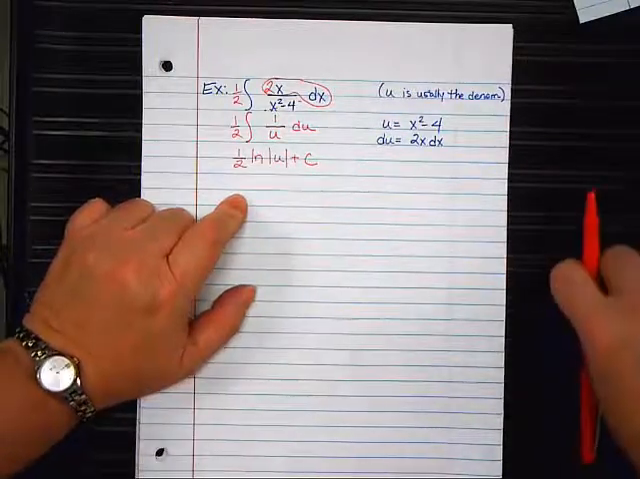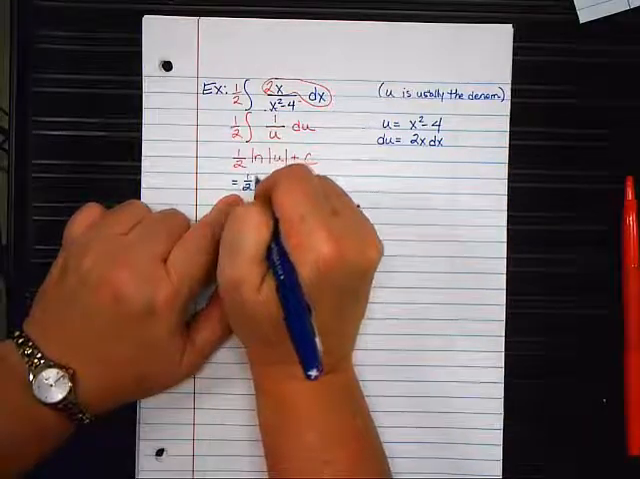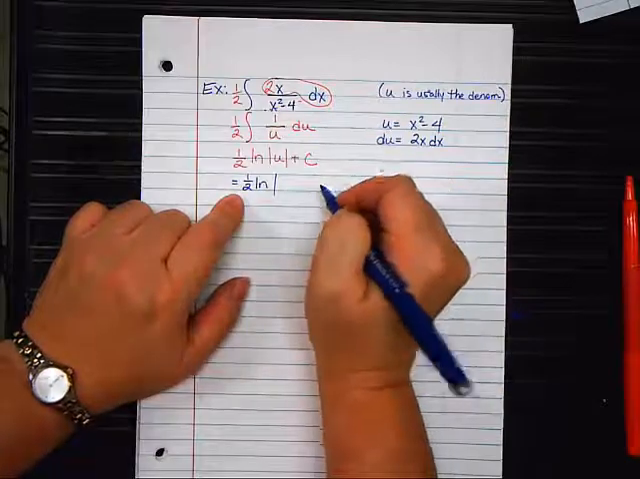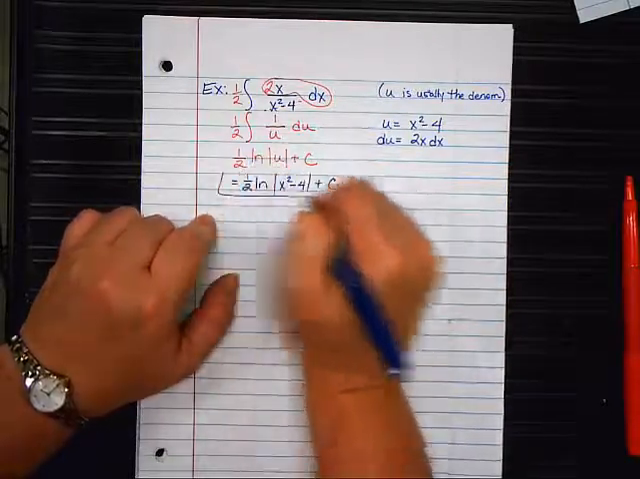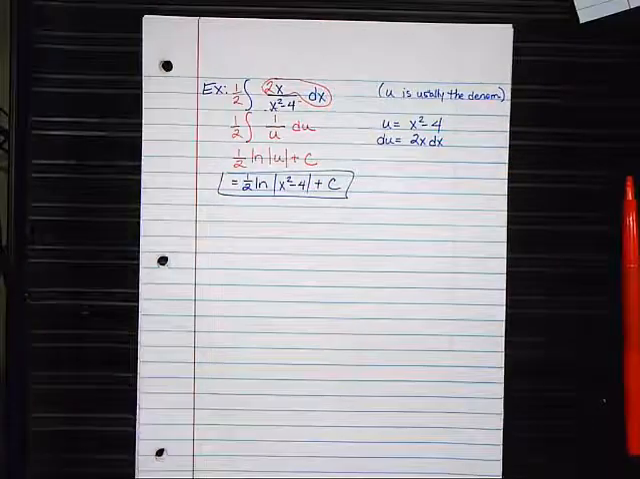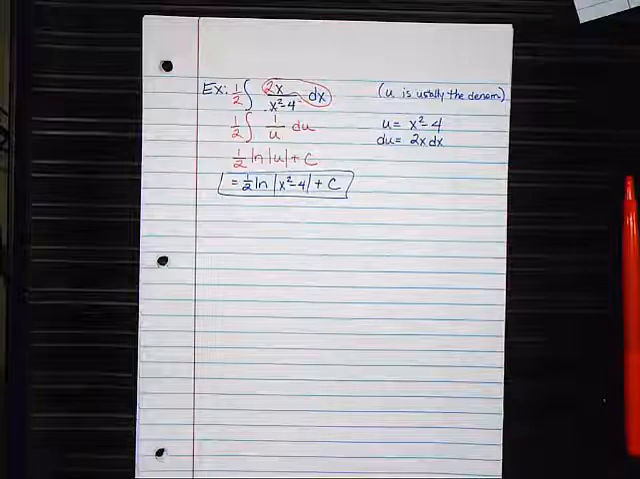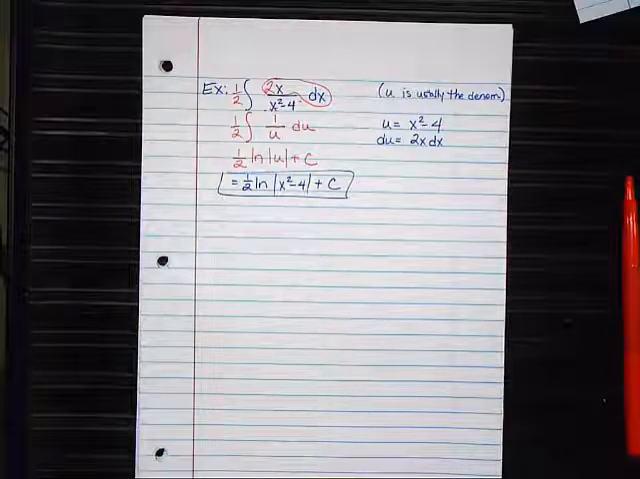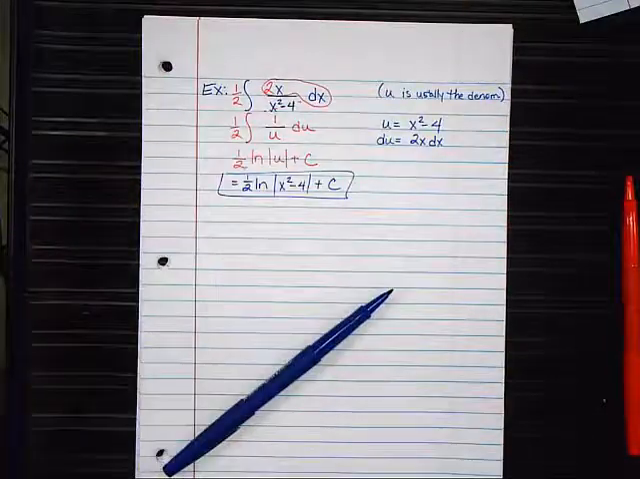Okay, so now we switch back to x's. So this will be one half ln absolute value of x squared minus 4, close absolute value, plus C. There's your answer. So why don't we just make it 2x times (x squared minus 4) to the negative 1? Good question. Why don't I just move that to the top?